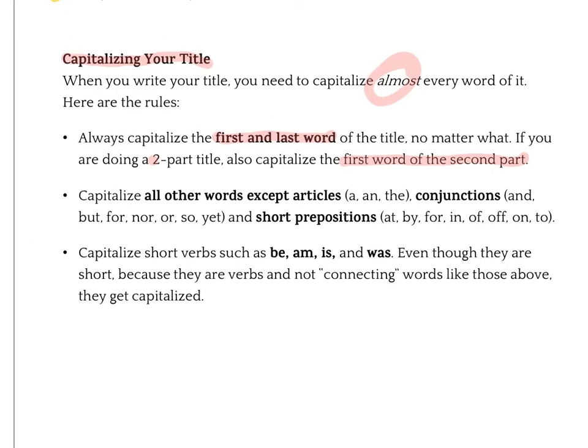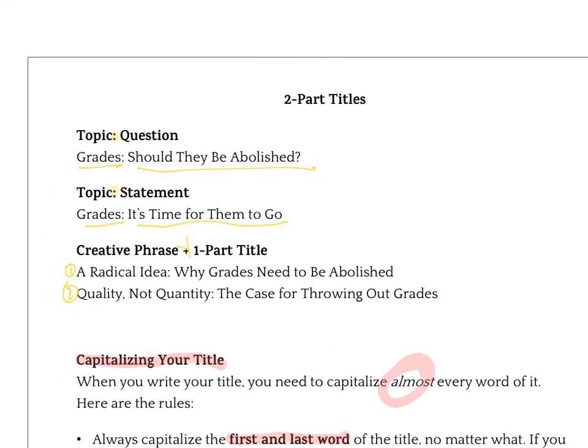You capitalize all other words except articles, so things like a, an, and the. We don't capitalize conjunctions like and, but, for, nor, or, so, and yet. And we don't capitalize short prepositions like at, by, for, in, off, of, on, and to. So if we go back to that example, to is not capitalized, for is not capitalized there.